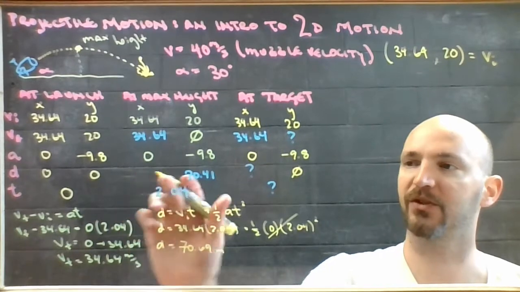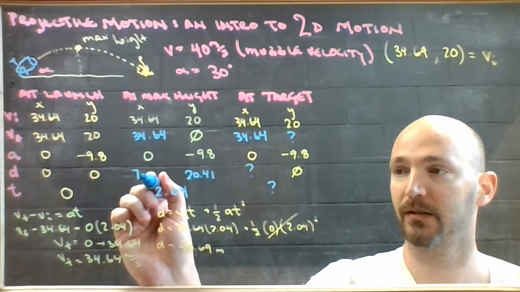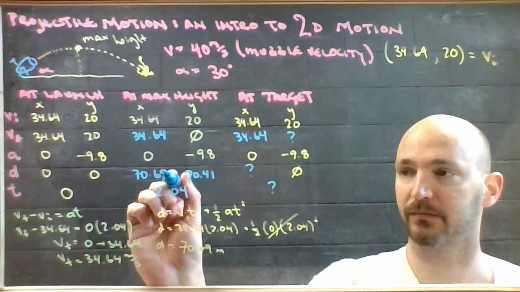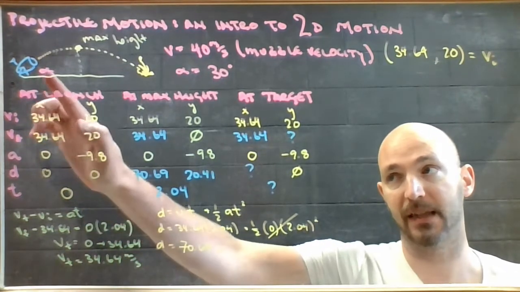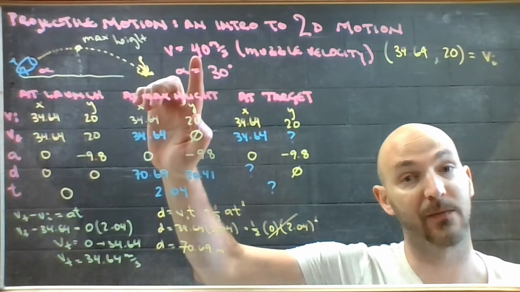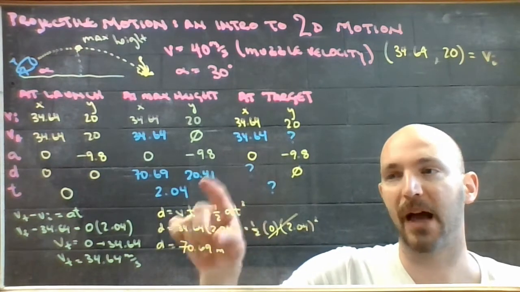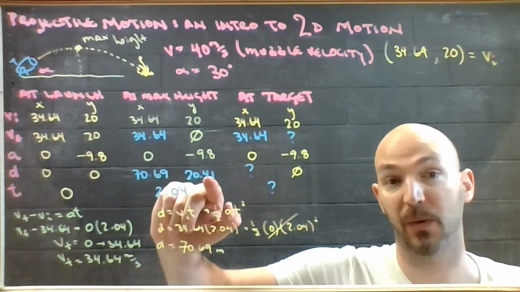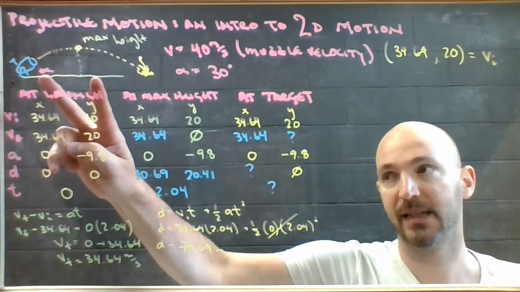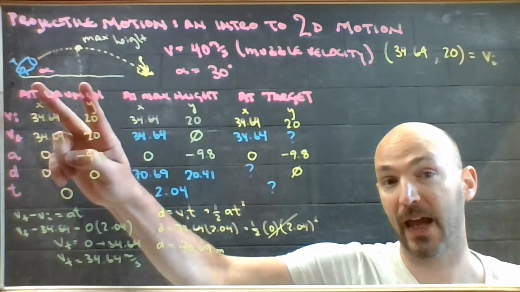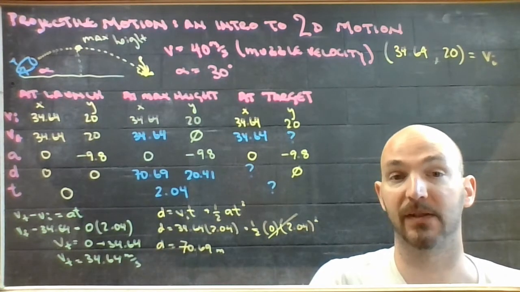So this final question mark in the max height column is 70.69 meters. So what we've just discovered then is that this cannonball, if it has a muzzle velocity of 40 meters per second and it's tipped upwards from the horizontal at 30 degrees, that ball will reach a maximum height of 20.41 meters above the ground. It will achieve that height 70.69 meters from the cannon, and it will happen 2.04 seconds after the ball leaves the cannon's muzzle.